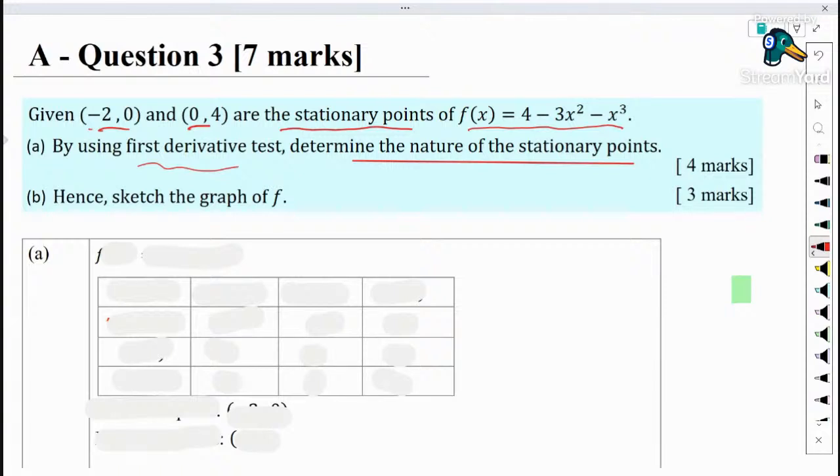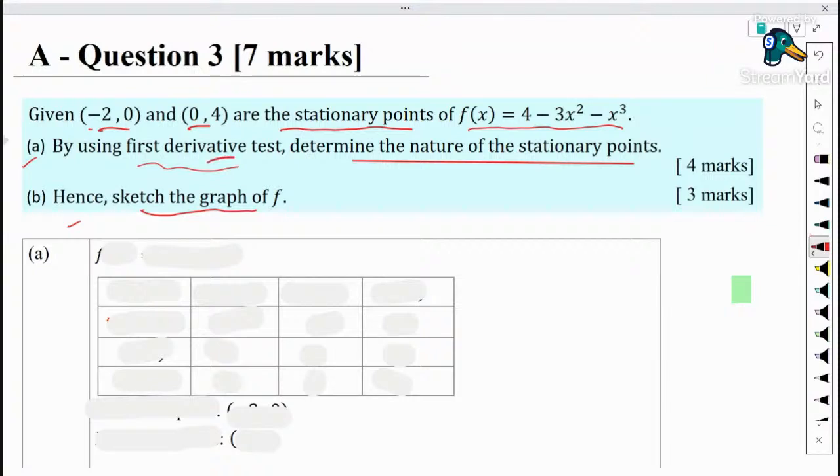In this case, the nature must be tested specifically using the first derivative. You shall not use the second derivative here. And now go on. After that, hence sketch the graph. Right after you get the result for part A, you can sketch the graph. And let's see how this can be done.